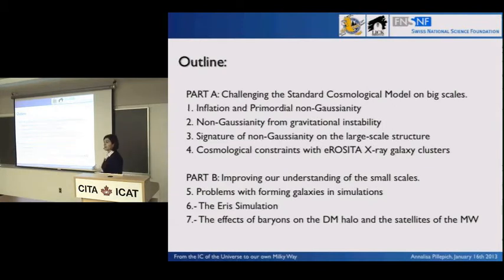All this is to set the stage for my talk, because I will first challenge one of the ansatzes of our standard cosmological model, namely the Gaussian ansatz. I have in mind the model of inflation or any mechanism that generated the initial seeds. I will introduce you to non-Gaussianity, show that non-Gaussianity naturally arises from the nonlinear evolution of the gravitational field, and show how it has an impact on the large scale structure at low redshift and how we can use it to constrain inflation.